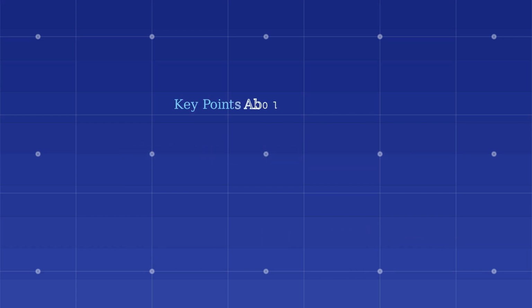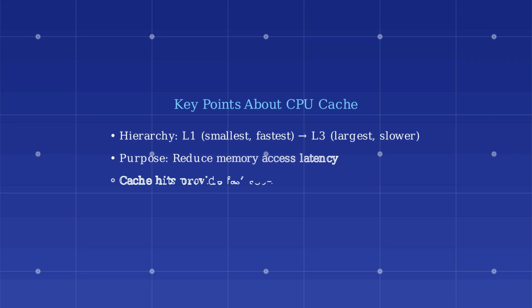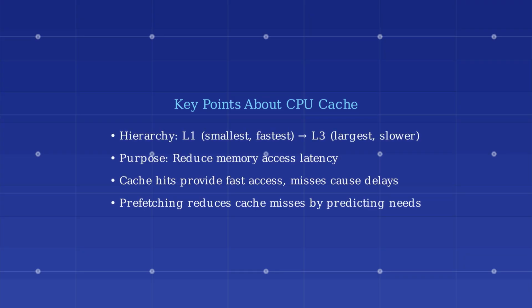To summarize, CPU cache memory forms a critical high-speed buffer between the processor and main memory. The hierarchy of L1, L2, and L3 caches provides different balances of speed and capacity. Cache hits keep the system running efficiently, while cache misses cause performance delays. Modern CPUs use prefetching to minimize these delays by predicting what data will be needed.